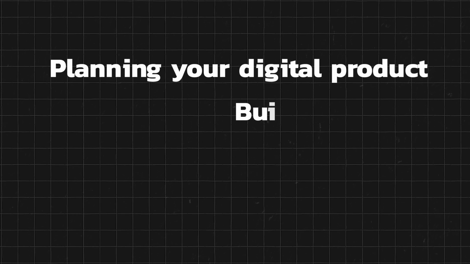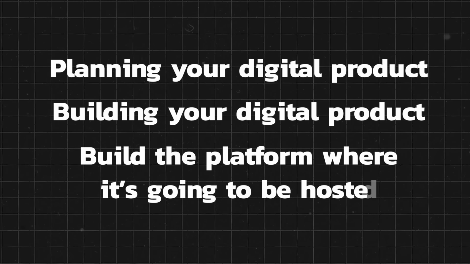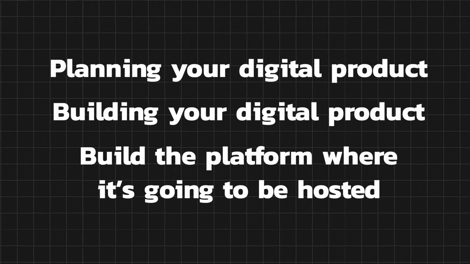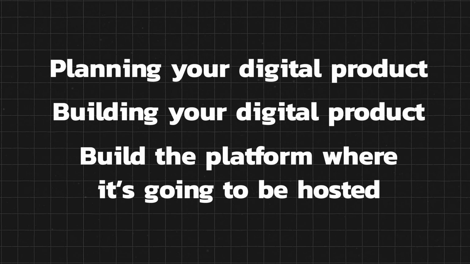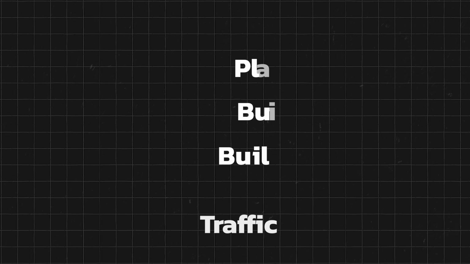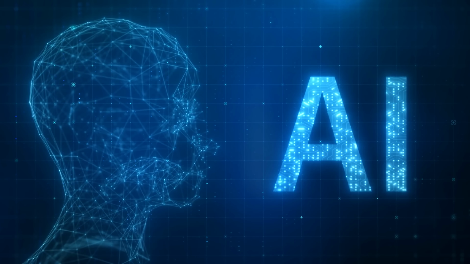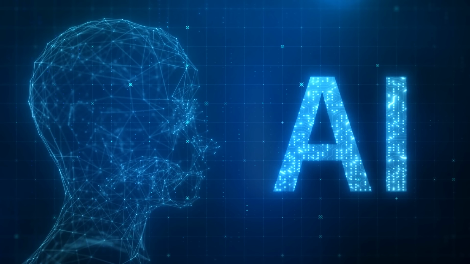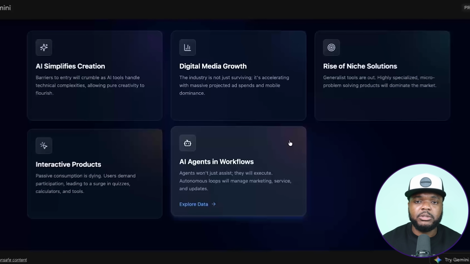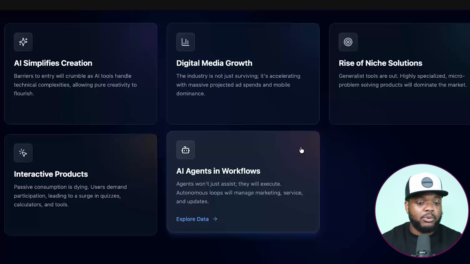My advice to any beginner out there is to focus on the most important things in the early days. That's going to be planning your digital product, building it out, and making sure that you've built the platform where it's going to be hosted. If you focus on these things, you can then focus on traffic, try and do things manually, try and get a firm grip on what's going on. And then from there, you can start implementing AI agents once you've started to build up momentum. But for the most part, I would say that these are some of the important things that you need to know when it comes to the world of digital products.